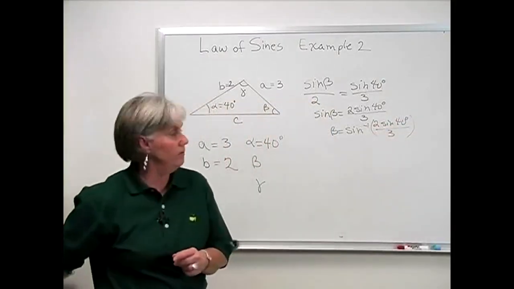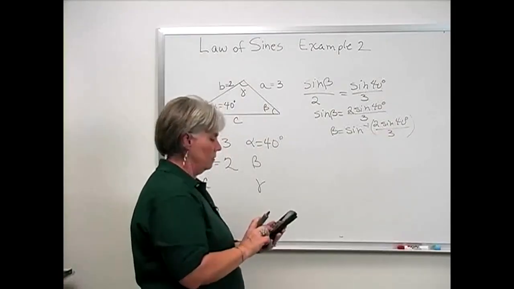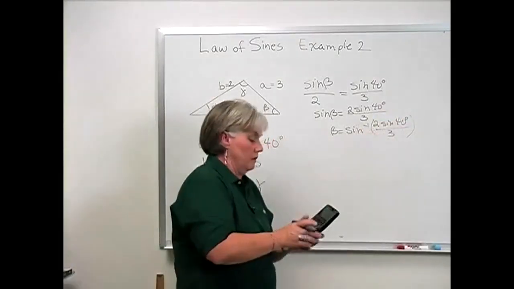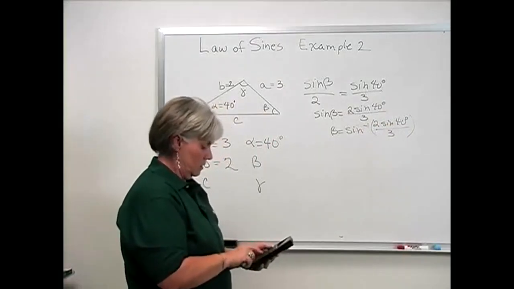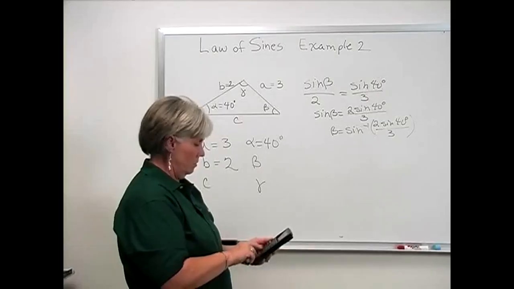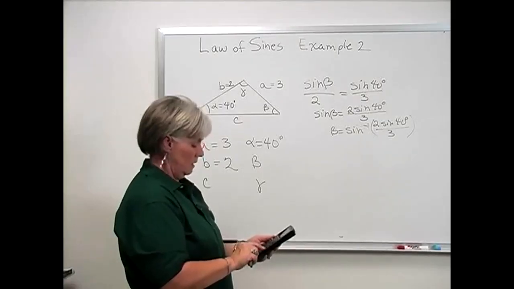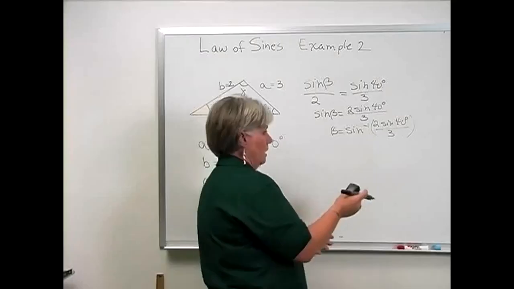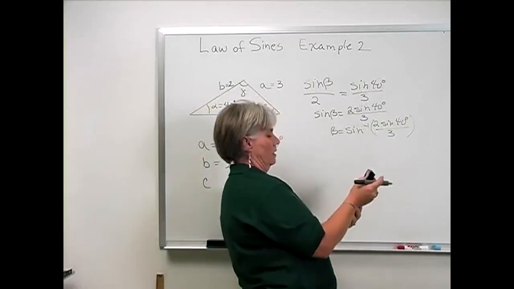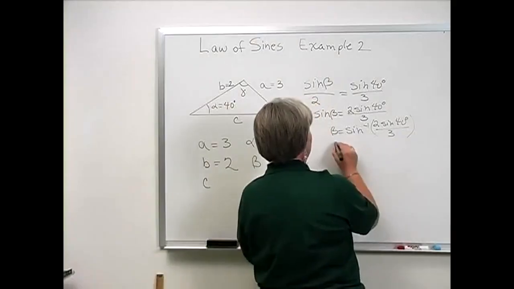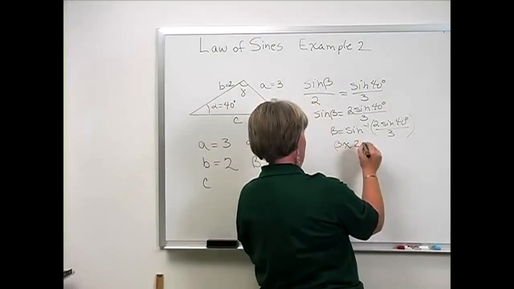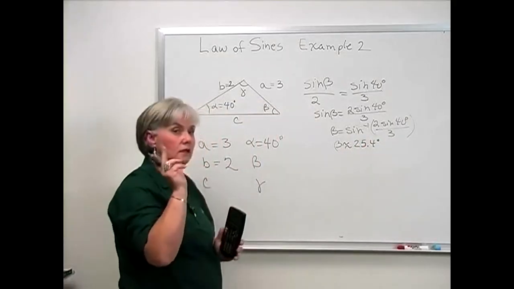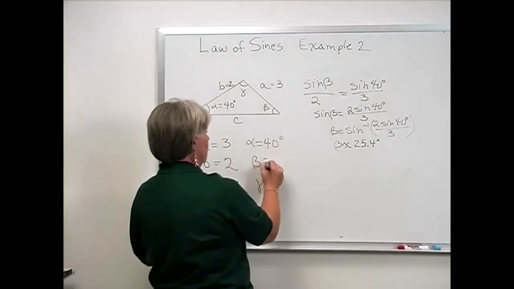So we're going to find that value. And be careful when you put this in your calculator. Make sure you put parentheses around this whole expression, because otherwise you would definitely get a wrong answer. So we have sine inverse of 2 times the sine of 40 divided by 3, and we get 25 point... I think we'll just round it off to 1 decimal, so that'd be 25.4 degrees. So beta is approximately 25.4 degrees. Now, I know I have at least one triangle because I found beta. All right?